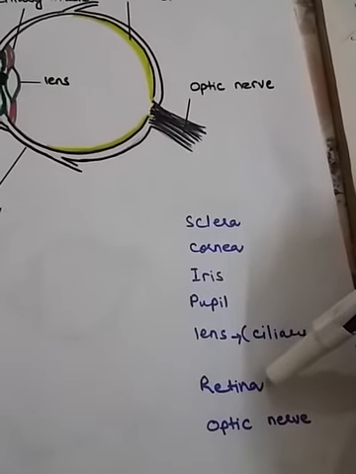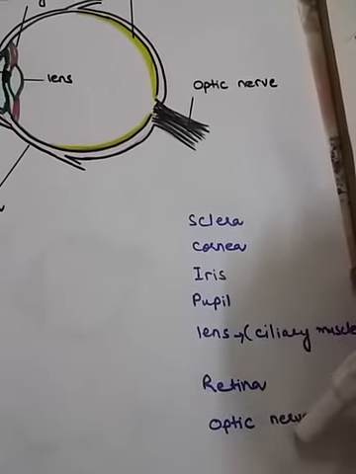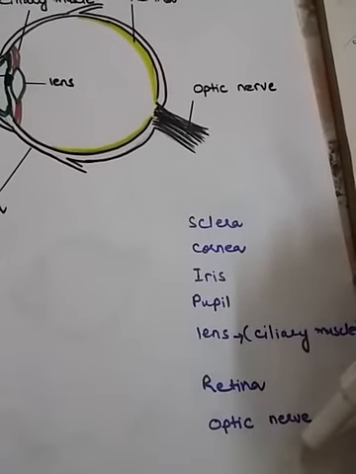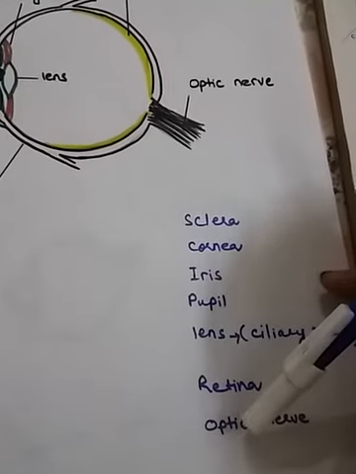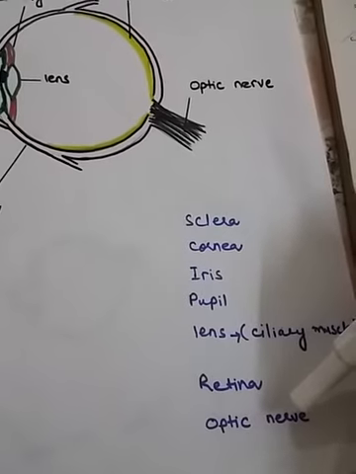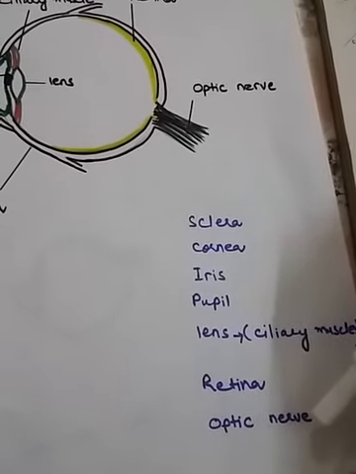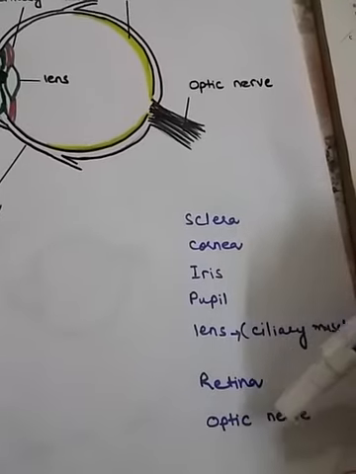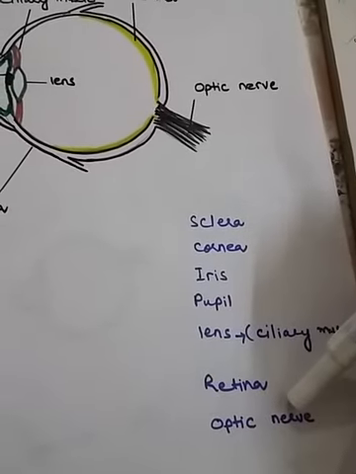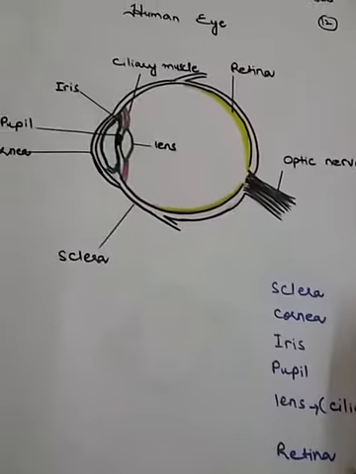Now the image which is formed on the retina will go to the brain, and the brain can correct that image, and the image will be straight this time, not inverted. It will be upright, and the message will go to the brain through the optic nerve. I hope you're clear with this topic.